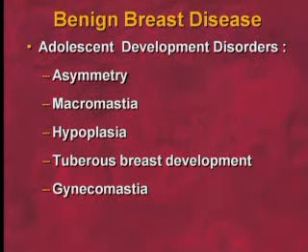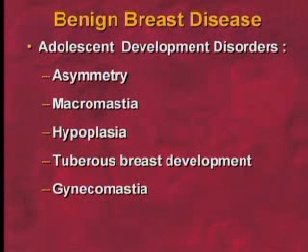So talking more with our special adolescent population, disorders that you may see with benign breast disease include asymmetry, macromastia, hypoplasia, tuberous breast development, and gynecomastia. These types of things, again, part of our role is reassurance, referral, but these types of things can be very marked. You know, they can be very severe. And asymmetry is basically uneven breast tissue. Macromastia is where in the juvenile years the breast development can be 30 pounds per breast. So these patients obviously need help. They need referral. They may certainly need surgical reduction and treatments for any comfort measures there.